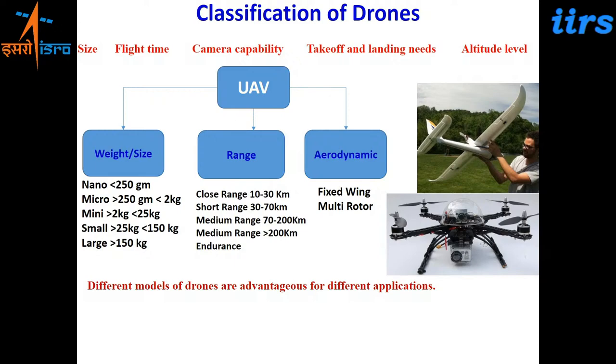Then the other feature on which the drones are classified is the range. Again, it is all interlinked: close range, short range, medium range. So basically this depends on the weight of the drone.